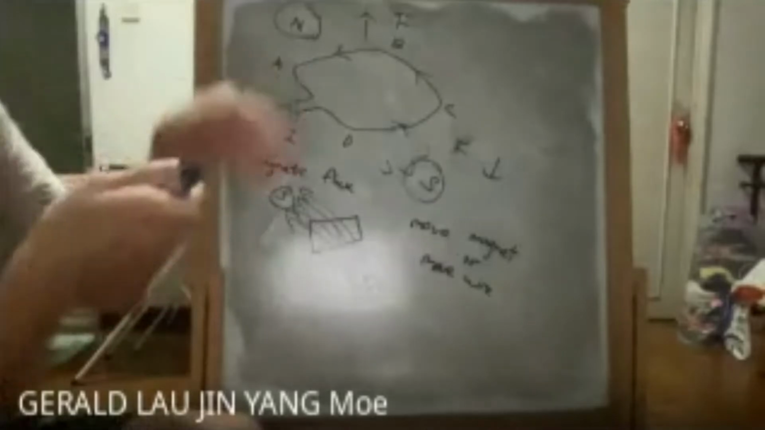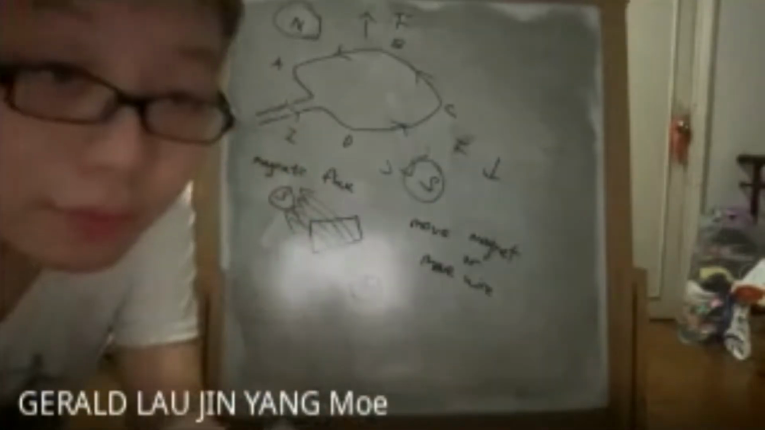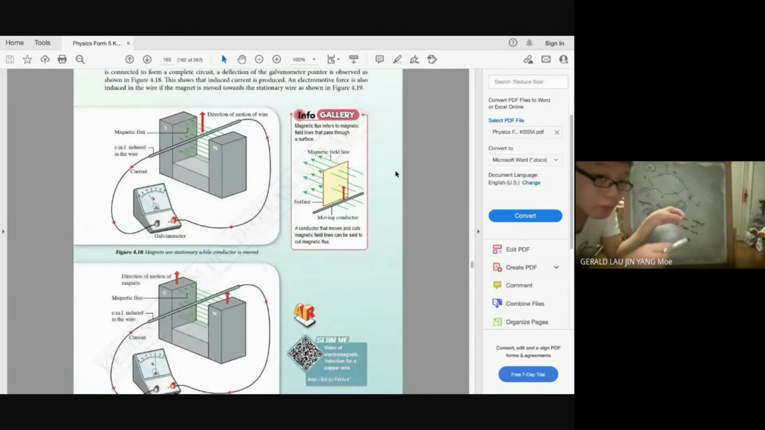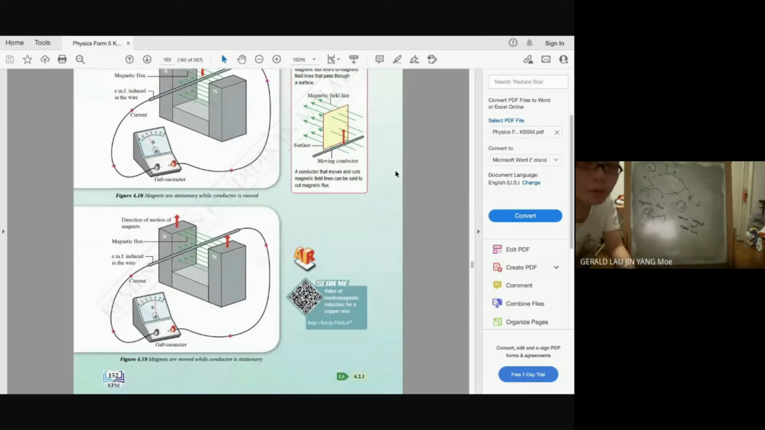Because like this, you can only produce movement. Let's say you see figure 4.18. You move the wire. When you move the wire, it will cut the magnetic flux. That's why you can produce induced current. Okay. For figure 4.19, you move the magnet. Instead of moving the wire, you move the magnet. That's why it will cut magnetic flux.